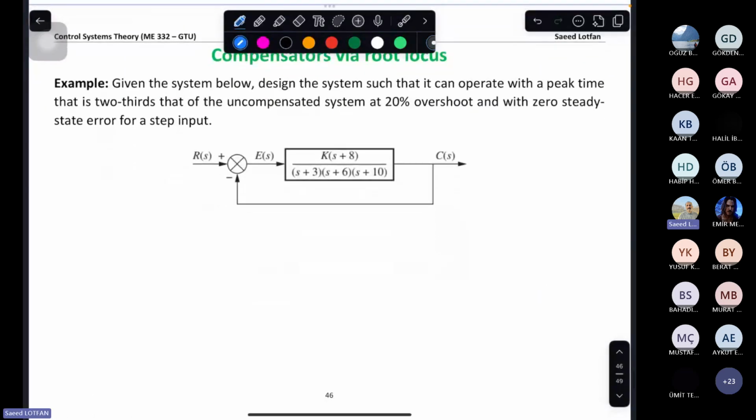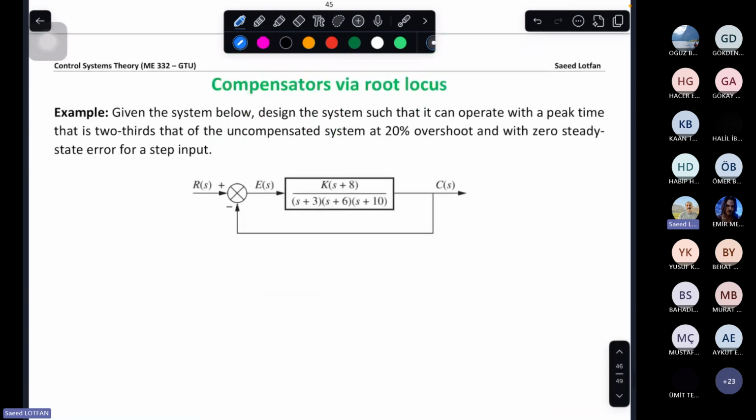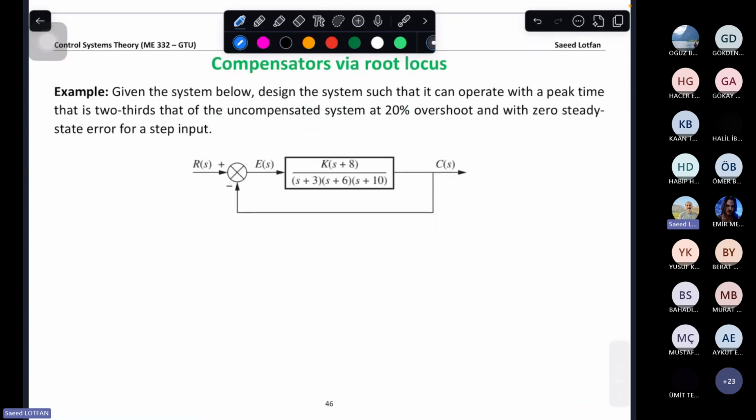Now we have an example to solve, to see how we can solve the problem with the given system below. Design the system such that it can operate with a peak time that is 2/3 that of the uncompensated system at 20% overshoot, and with 0 steady state error for a unit step. Okay, we will solve this problem.